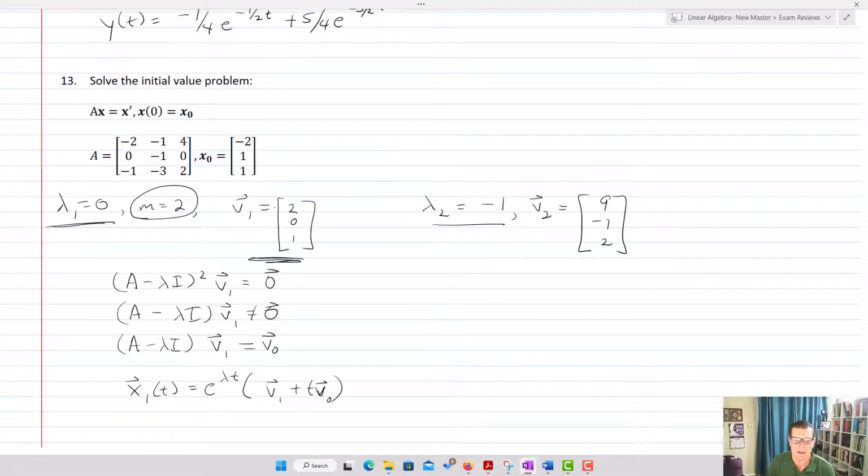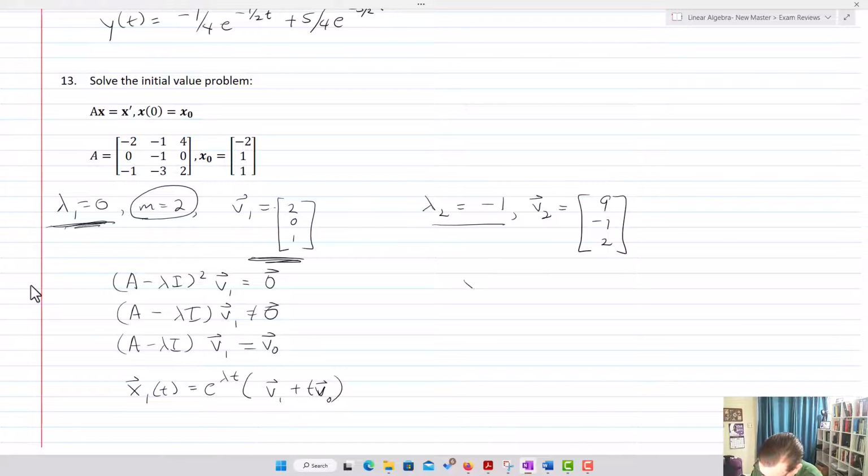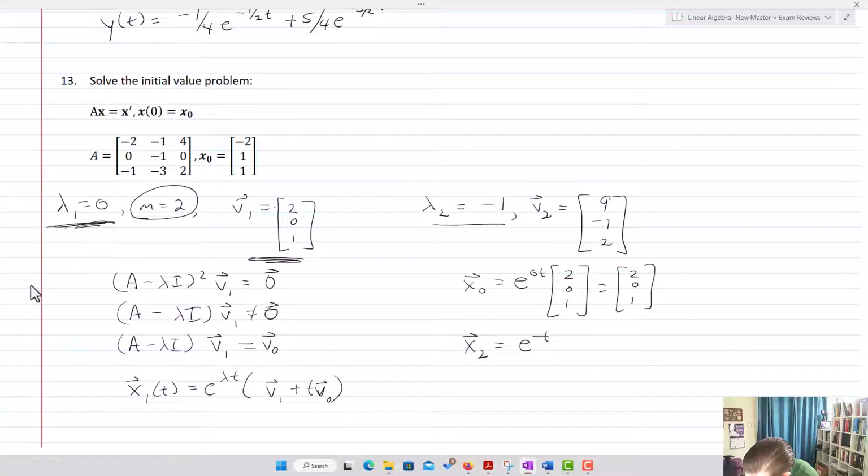And there we go. So, first, I'm just going to write down the ones that I'm going to have. I'll call it x naught, which is going to equal e to the 0t times the vector 2, 0, 1. We'll put a constant in front of it in just a moment. And then we'll call this x2, the one for negative 1, so it's going to be e to the negative t times the vector 9, negative 1, 2. So that's x2 of t. Those are the other two, x naught of t and x2 of t.